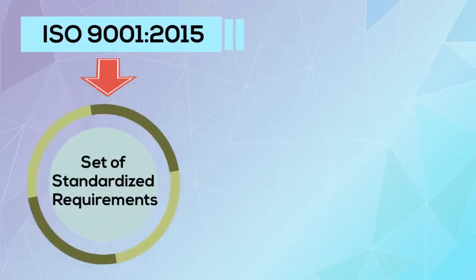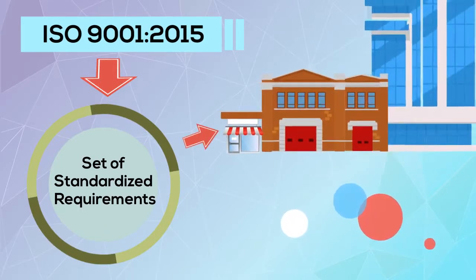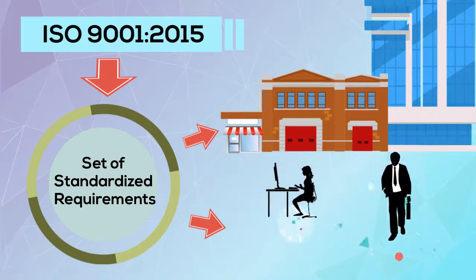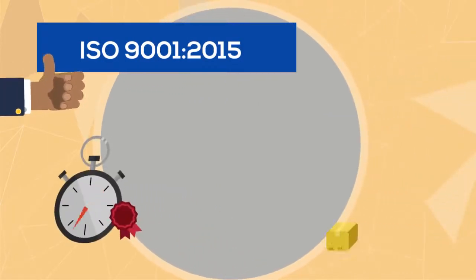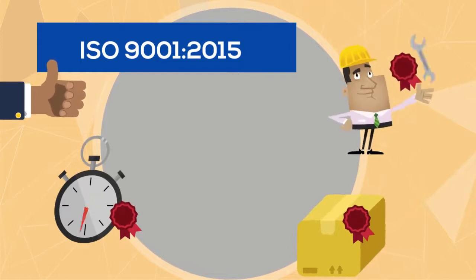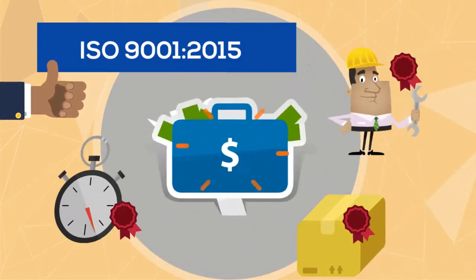ISO 9001-2015 provides a set of standardized requirements for a quality management system which is flexible enough to be used for all sizes and kinds of businesses. Using ISO 9001-2015 helps ensure that customers get consistent, good quality products and services, which in turn brings many business benefits.